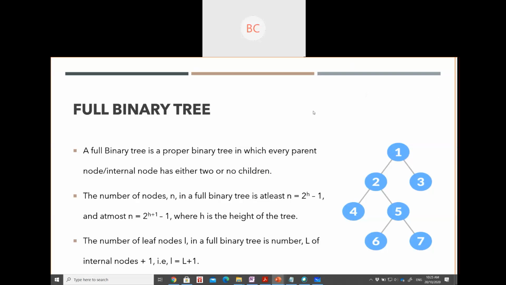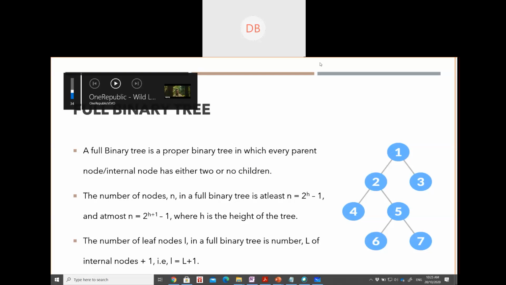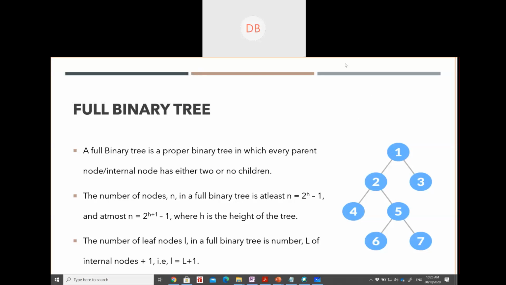We need to count the branches. Yes, that's correct. How to find the height? What is the height of this tree? One, two, three. Yes, correct. So height, how you are going to find it? You just need to find the longest path from the root to the leaf node. That's your height. Okay, always follow the longest path.